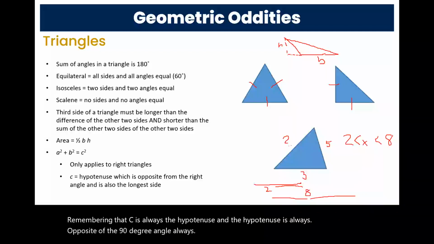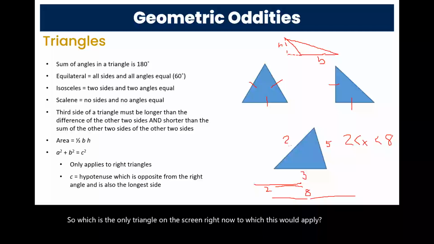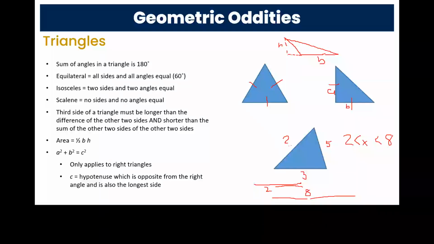So, which is the only triangle on the screen right now to which this would apply? A, B, C, the isosceles triangle, because the only one that I have is a right triangle. And there we go. So, know your triangle rules.